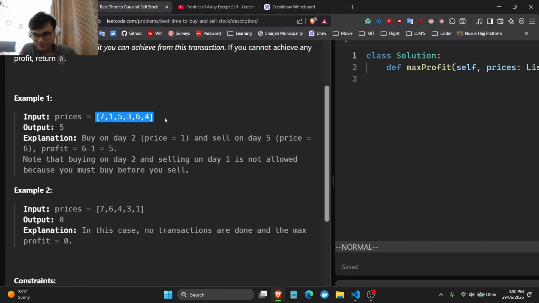So we have 7 1 5 3 6 4 and the output is 5. Why so? Buy on day 2, so this is again 1-based indexing, and sell on day 5. Note that buying on day 2 and selling on day 1 is not allowed because you must buy before you sell. In this other case, no transactions are done.